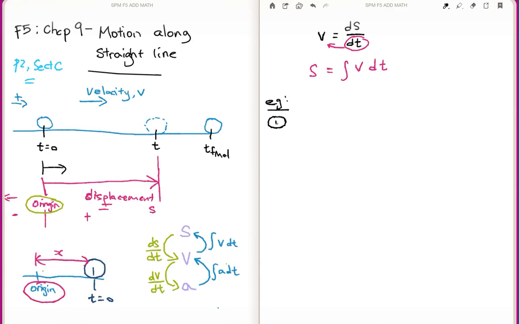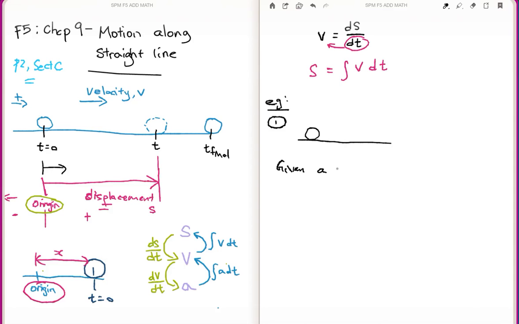So a particle moves along a straight line. When a particle moves along a straight line, it's always good if you are able to sketch it. Then you come up with that equation such that acceleration is given.